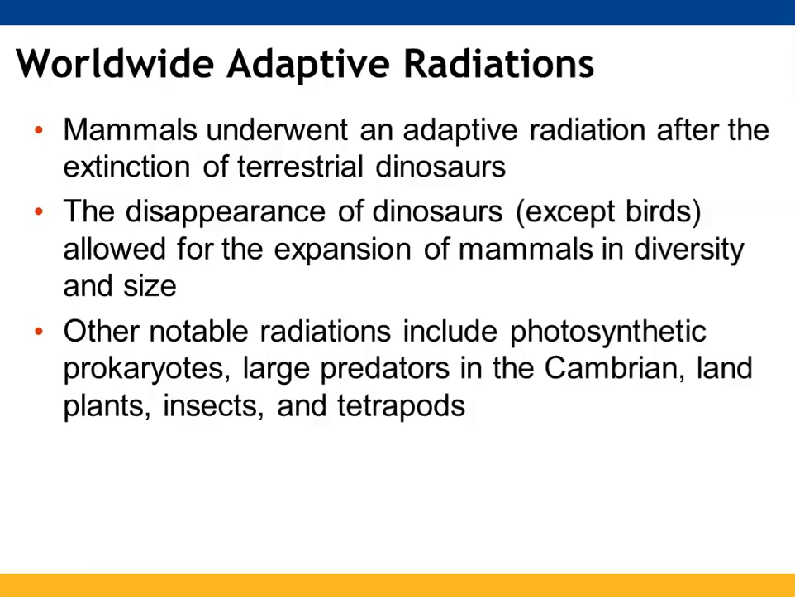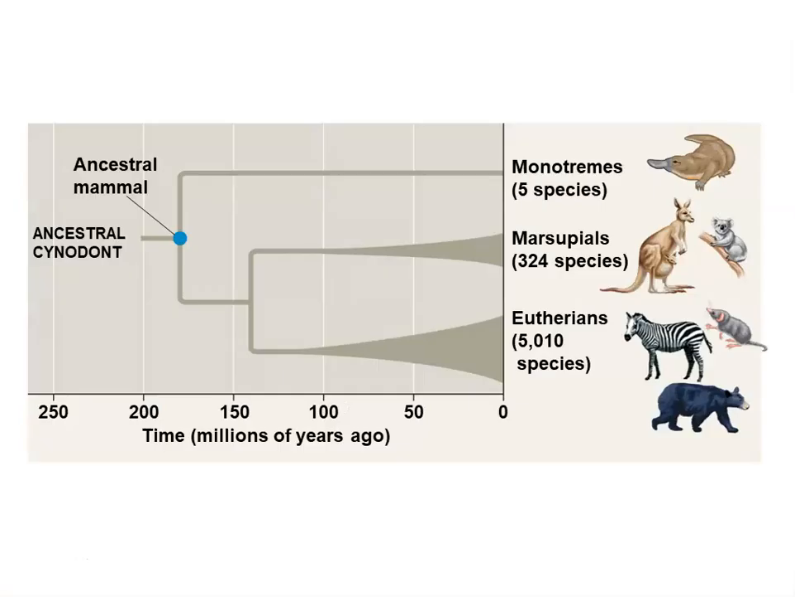Because the dinosaurs disappeared, a pretty significant predator. It allowed for the expansion of mammals both in diversity as well as size. Some other notable radiations include photosynthetic prokaryotes, predators during the Cambrian period, land plants, insects, and tetrapods. So there you can see there's the common ancestral mammal, and then three very distinct groups of animals made of various species.